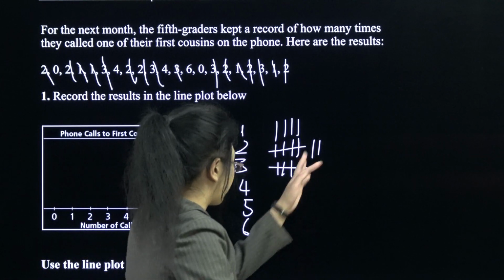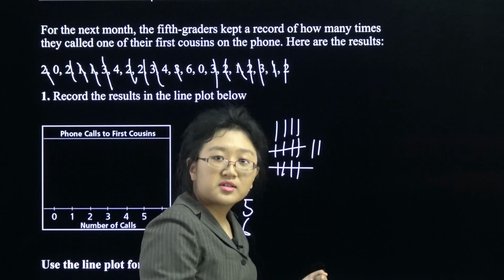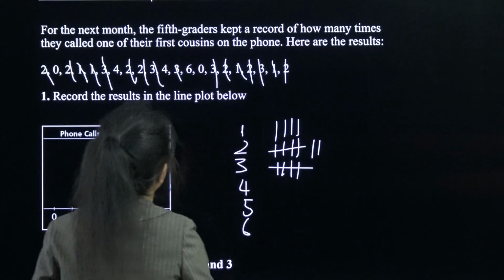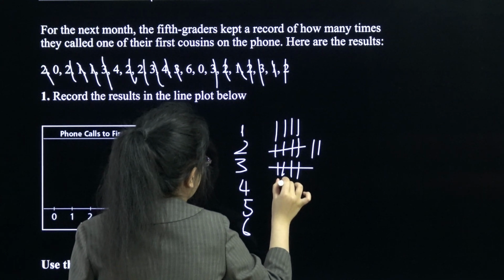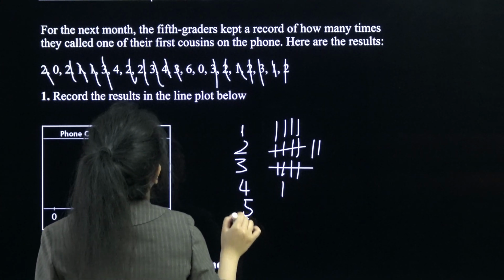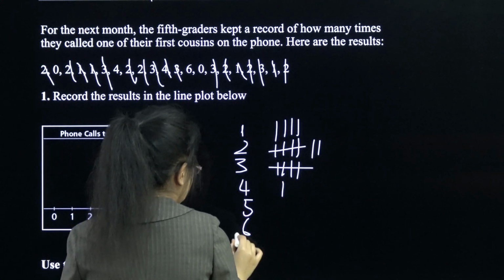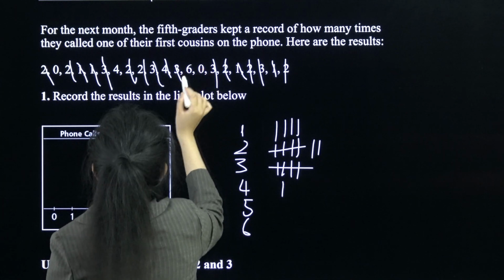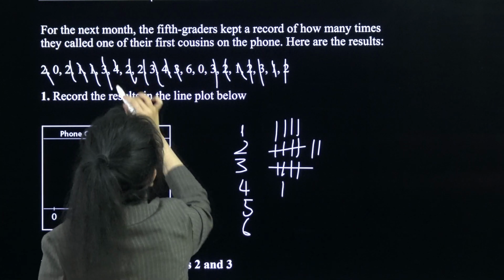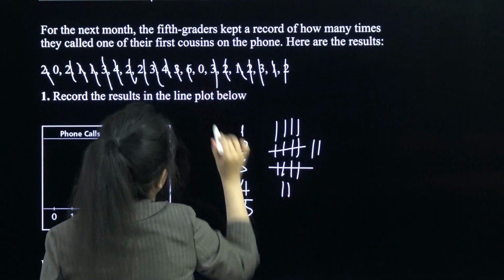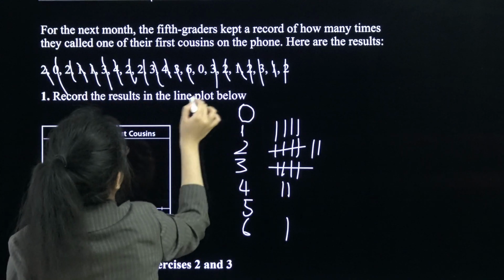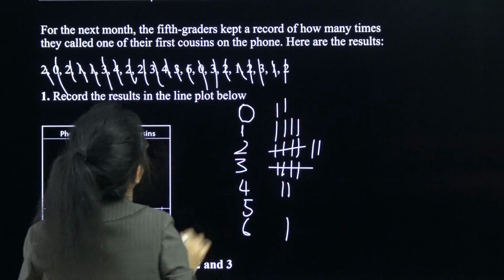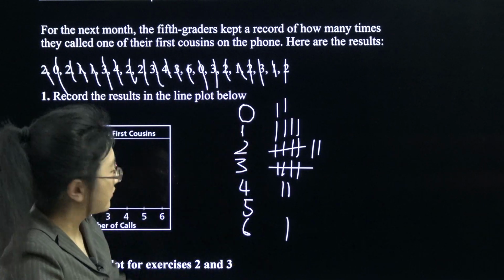You could do the frequency thing, you could not. It's just a double checking mechanism. For 4, there's 1. 5, there's nothing. Actually, no, 4, there's 2. 6, there's also 1. But there's 0, too, so 1, 2. Everything's checked off? Yes, it is.